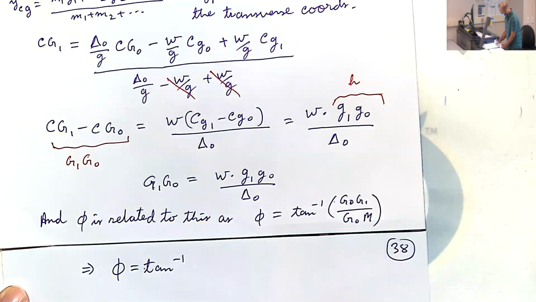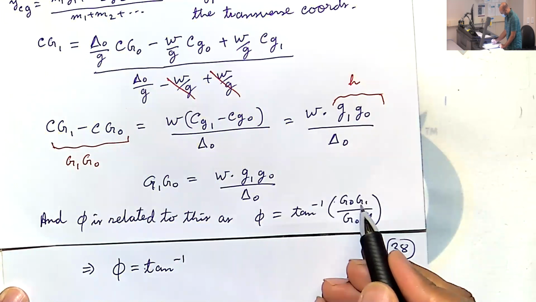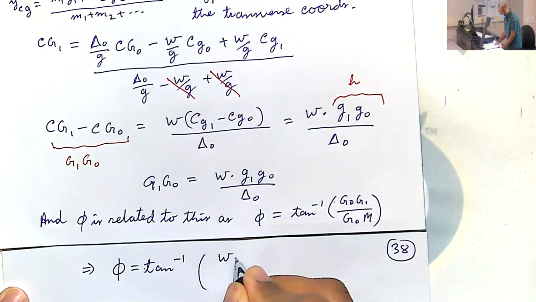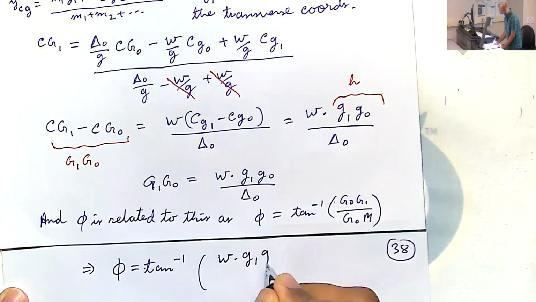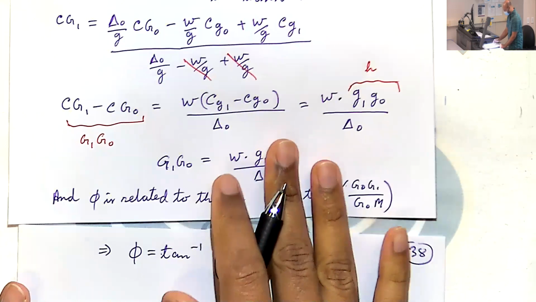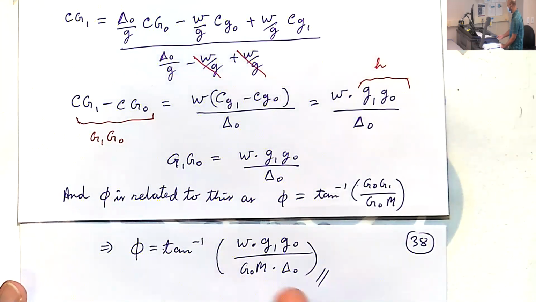So G0G1, we can substitute. You have W dot G1G0 over G0M times delta 0. So anytime you shift weights, that's how you would compute the heel angle. Any questions?